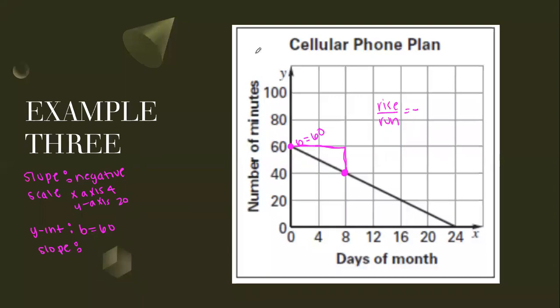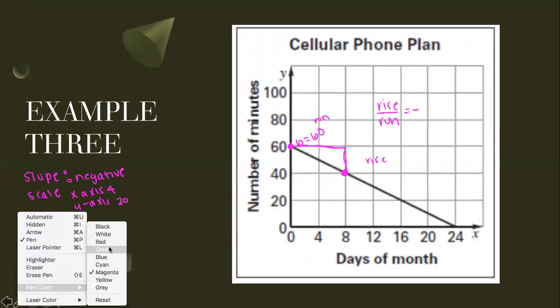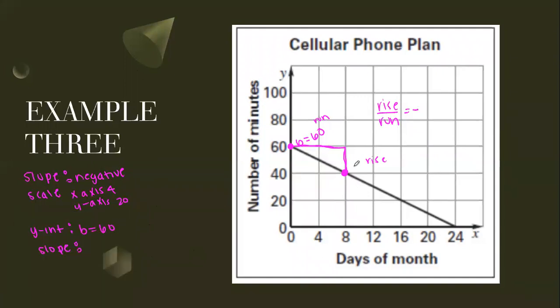Awesome. All right. So my rise is always my vertical going up or down. My run is my horizontal. We do this in a different color. So I'm rising, this is going by 20s. So I'm rising 20 and I'm running, this is going by 4s, 4, 8. So my rise over run will be negative 20 over 8.